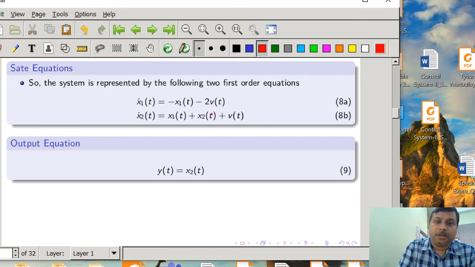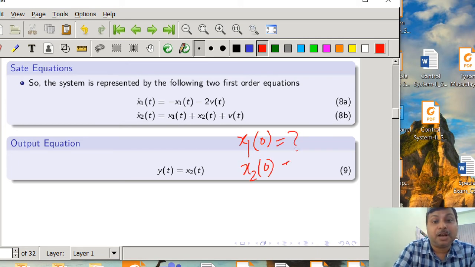Now it is very clear that if we want to solve this differential equation, these inputs are not sufficient. Even if these inputs are given, you cannot solve this differential equation. What else is required? You require the initial conditions of x1(t) and x2(t), meaning you require x1(0) and x2(0). These two pieces of information are required to solve the differential equation.